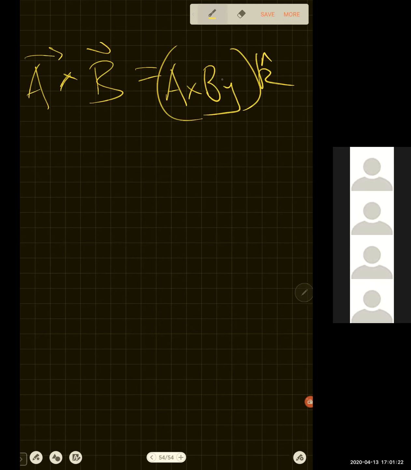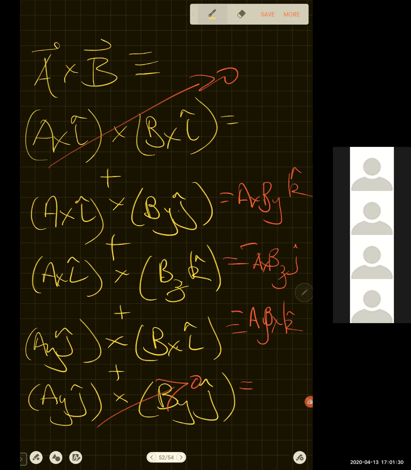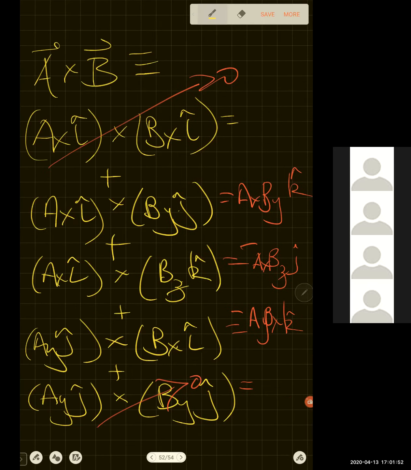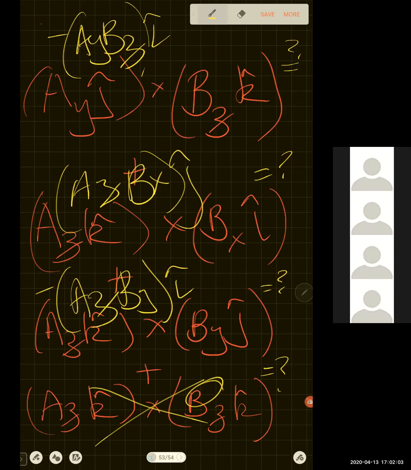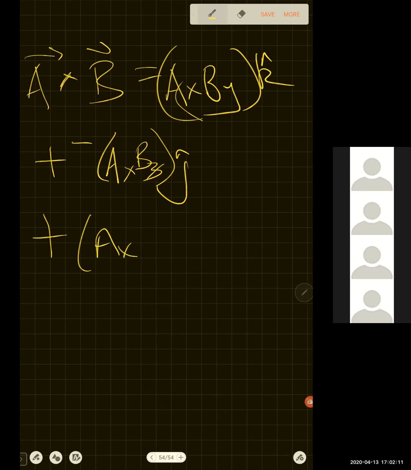That's like saying some number of oranges minus some number of apples, like minus AXBZJ. I already forgot what it was, but minus, nah, I forgot. I shouldn't forget. Negative AXBZ, right? Negative AXBZJ. Okay, plus AYBXK. I'm just adding up all the terms I got, plus AXBYK, and then there was more.